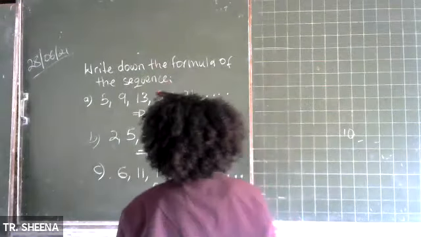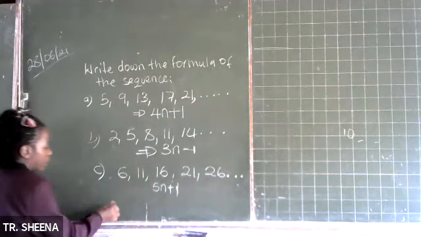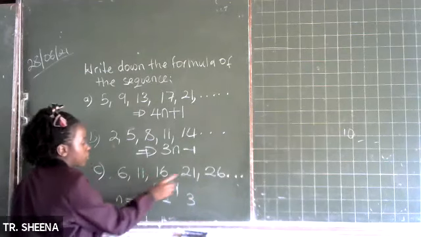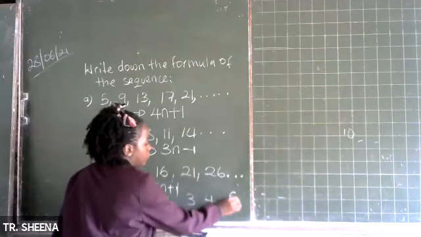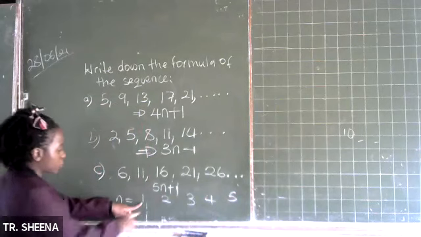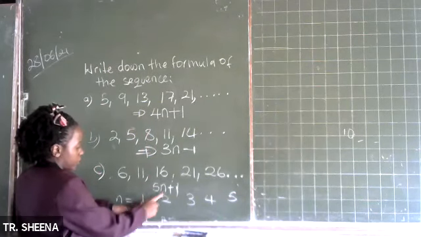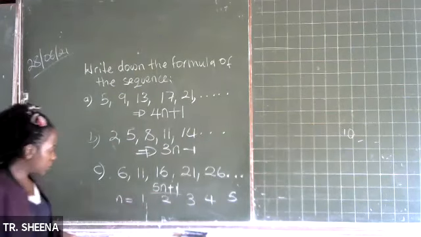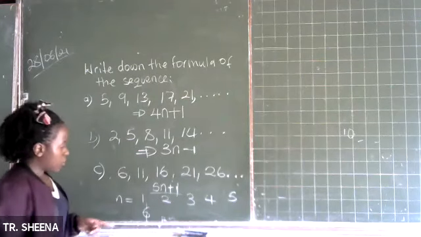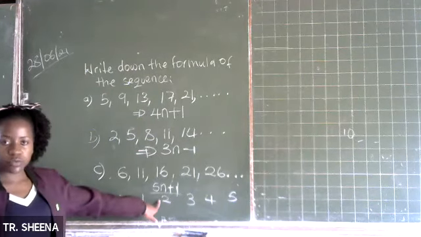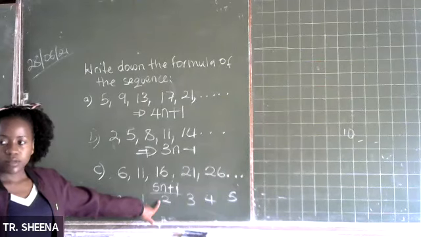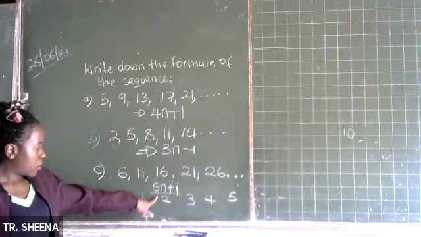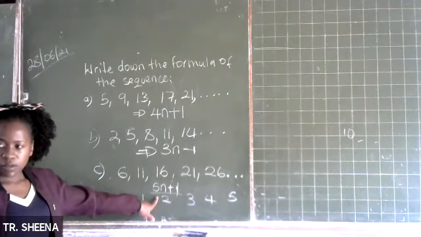Okay, let's check if it is correct. You have your n equal to 1, 2, 3, 4, 5. So these people were stopping on the 5th term. When your n is equal to 1, what do you get when you put 1 in our formula that we decided on? 6, thank you. What about when you put 2? You get 8. 11. You get 11? Yeah.